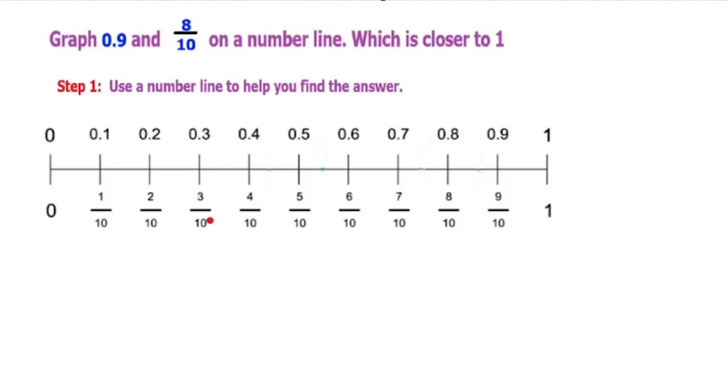So 0.1 is the same as 1 over 10. 0.2 is the same as 2 over 10. 0.3 is the same as 3 over 10, and so on. So let's put these on the graph, okay? So 0.9, here it is. So this is 0.9, so let's fill that in.